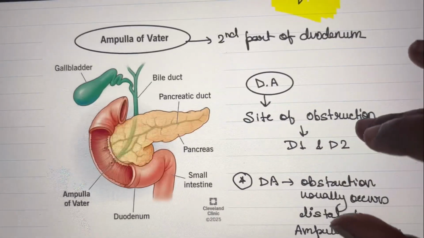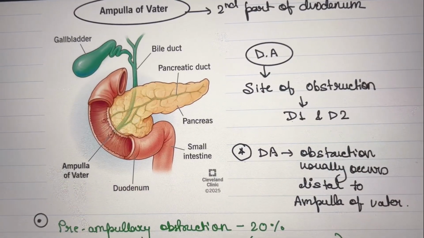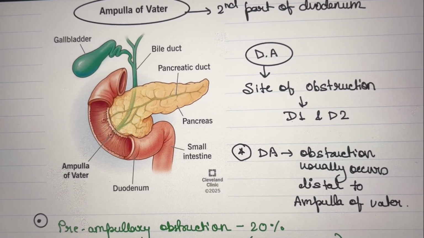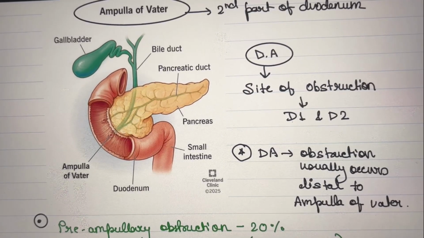Now you have to know one thing. In my previous video, I already told that in infantile hypertrophic pyloric stenosis, the child will have non-bilious vomiting, and the vomiting will start in the second to fourth week of life. But in cases of duodenal atresia, it is mostly bilious vomiting.